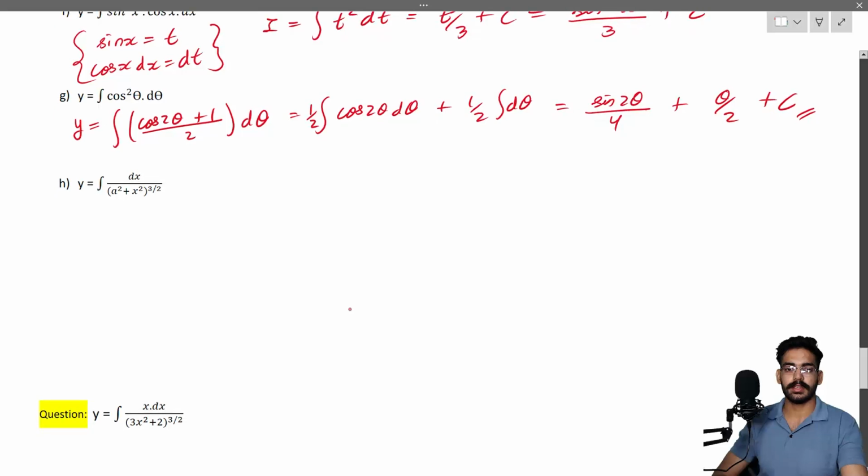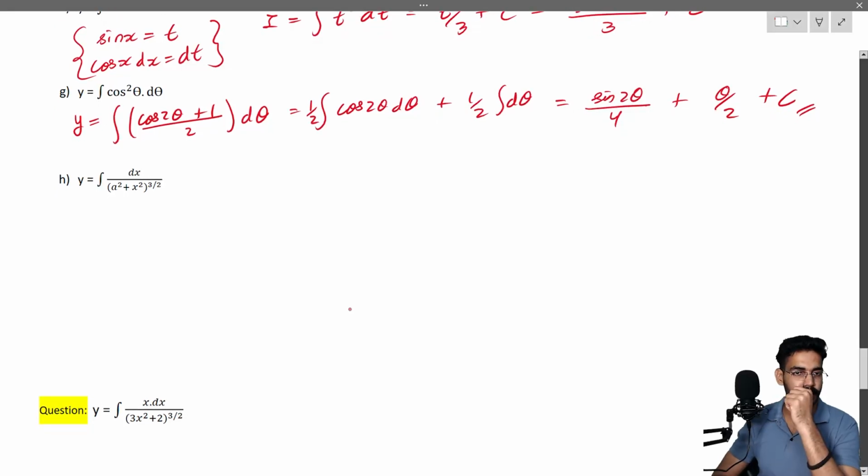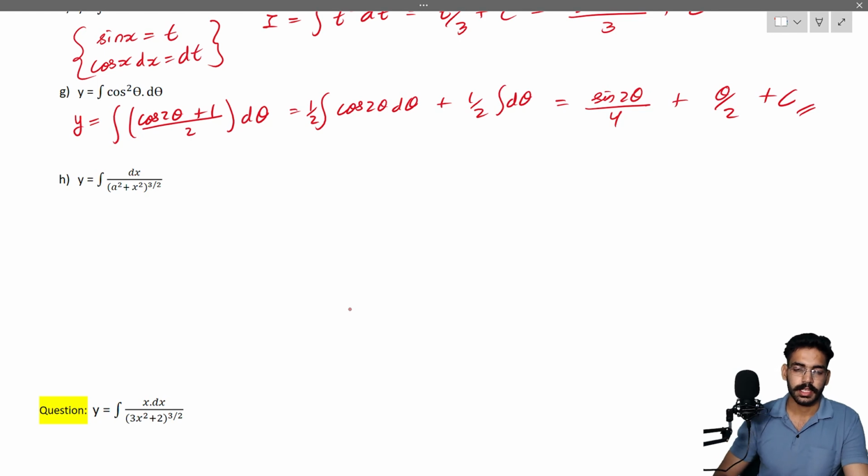The next question is a very important and very good question. This is the standard method we use for solving this kind of question. If there was an x dx, then it was an easy question. You would put a square plus x square equal to t, and then you would get x dx equal to dt. But that is not the case here. Here you don't see an x dx, right?